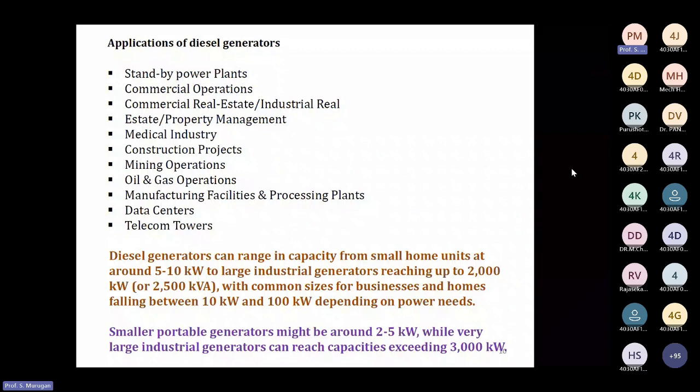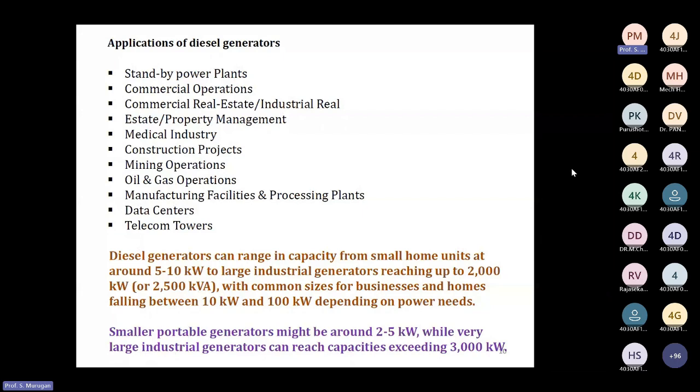Some applications of diesel generators are the following. They can be used as standby power plant. They can be used in commercial operations. They are used in commercial real estate applications, industrial real estate applications, property management. They are also used in medical industry, construction projects, mining operations, oil and gas operations, manufacturing facilities, processing plants, data centers, telecom towers. Of course, everyone could have seen the use of diesel generator in telecom towers. That is one classic example.